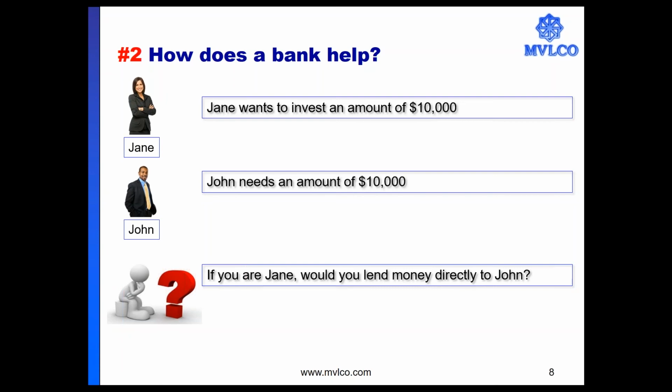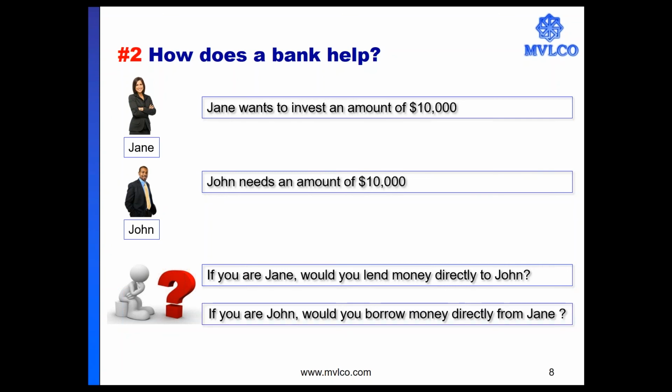And that is where we need an entity in between, like a bank, who would accept a deposit from Jane, irrespective of the maturity mismatch, irrespective of the amount mismatch, and John can still approach a bank and then take that loan. So what a bank does is help Jane to handle these three risks: the credit risk, the maturity mismatch issues, and the amount mismatch issues.